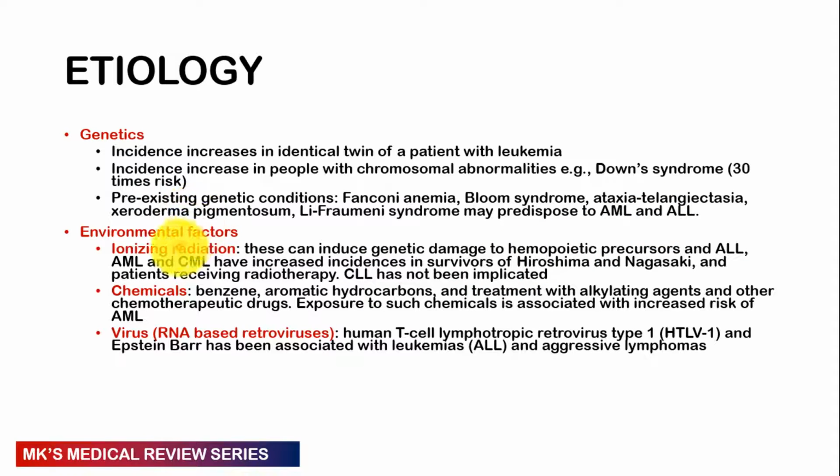Some environmental factors include ionizing radiation, chemicals, as well as viral infections, those that are RNA-based retroviruses. Remember that with ionizing radiation, you're actually going to be having some genetic damage to these hematopoietic precursors, and it may actually predispose an individual to acute lymphoblastic leukemia, acute myelogenous leukemia, chronic myeloid leukemia, but usually chronic lymphoid leukemia or chronic lymphoblastic leukemia is not implicated.